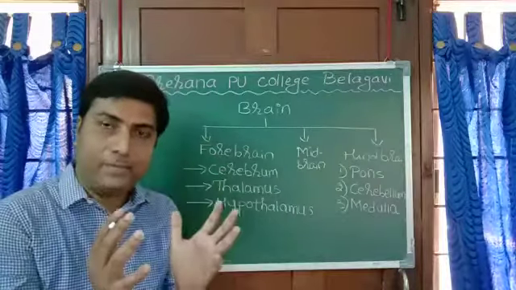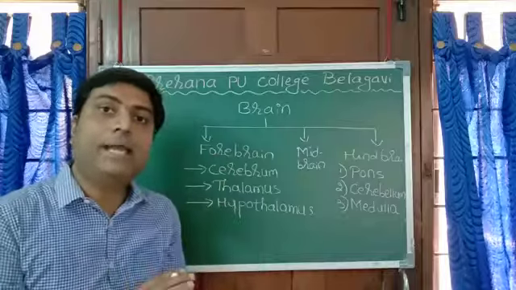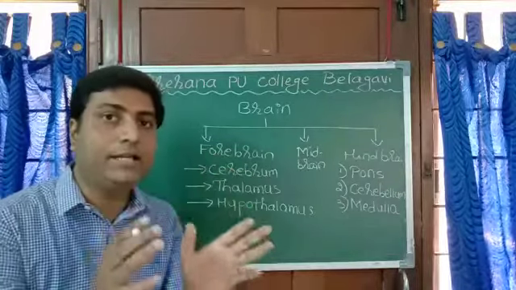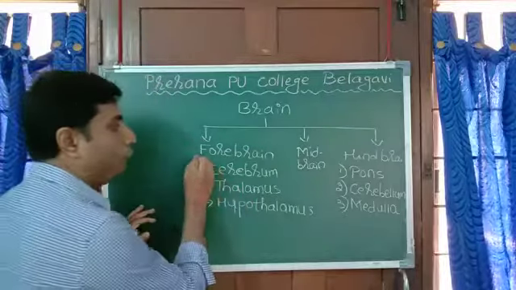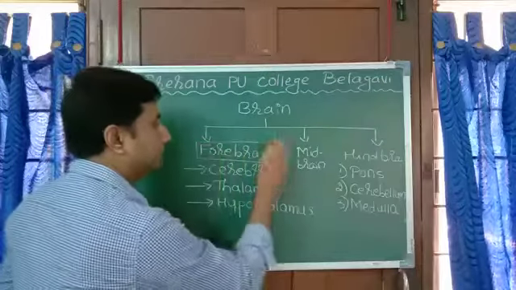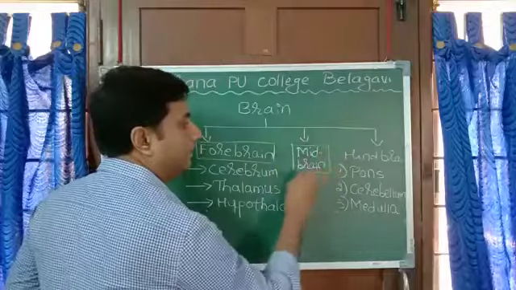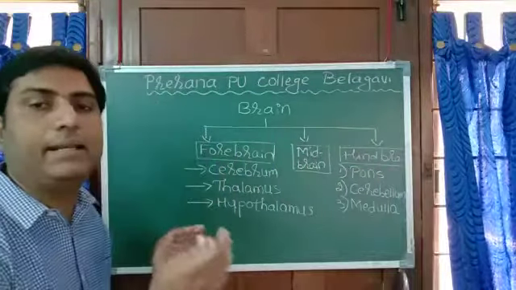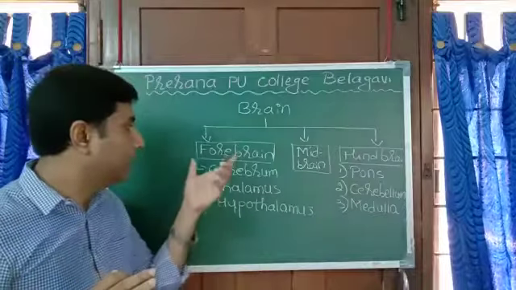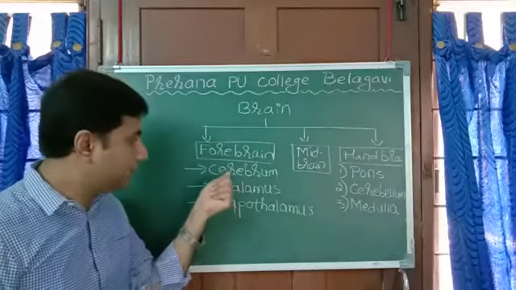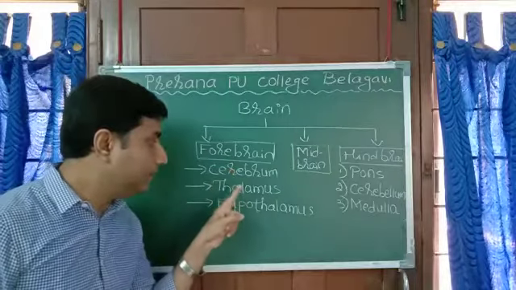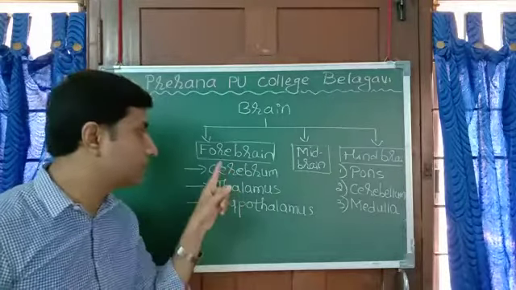The brain is covered by meninges, a membrane, and the entire brain can be divided into three parts: forebrain, midbrain, and hindbrain. The forebrain consists of cerebrum, thalamus, and hypothalamus. I repeat, cerebrum, thalamus, hypothalamus.